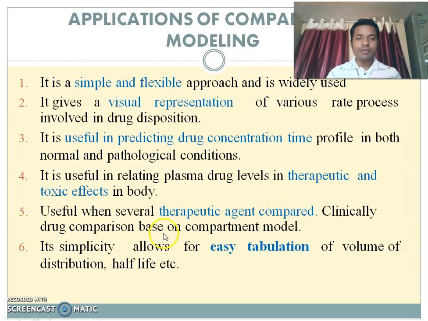Then the fifth one is that it is useful when several therapeutic agents are compared. Basically, the clinical drug comparison is based on the compartment model, right? When there is a comparison between different therapeutic agents, at that time this pharmacokinetic model plays an important role, right? It makes understanding and data prediction easy, right? Then the next one is that its simplicity allows for easy tabulation of volume of distribution, half-life or different pharmacokinetic parameters.